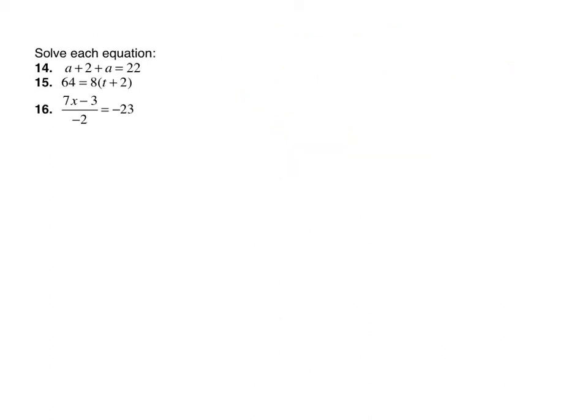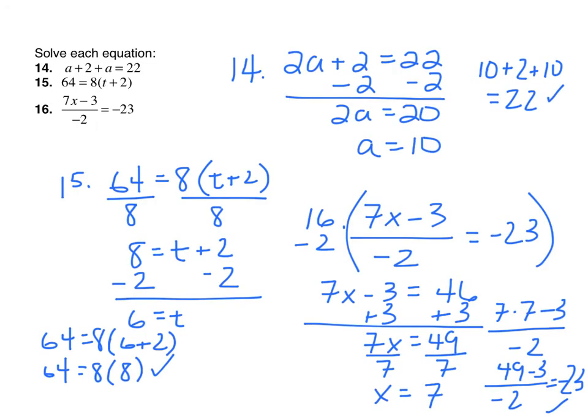Solve each equation. Let me go through and work them out, and then we'll take a look. And I love how they just snap into view like that. So, first one, combine your like terms. A plus A, 2A. Subtract first to get rid of the 2. Divide second. I didn't actually show that. I divided by 2 here, just so we understand. Go back and plug in the 10 to check it.